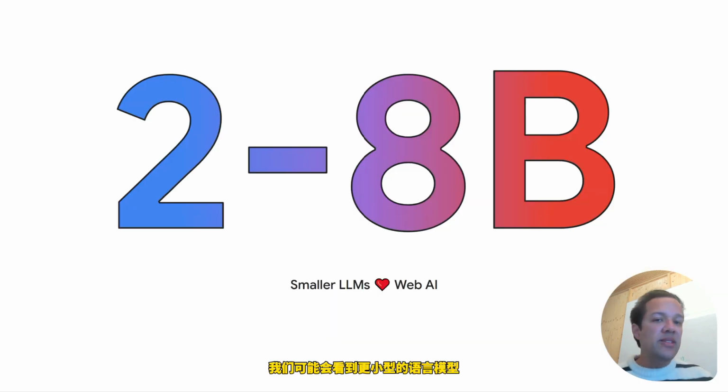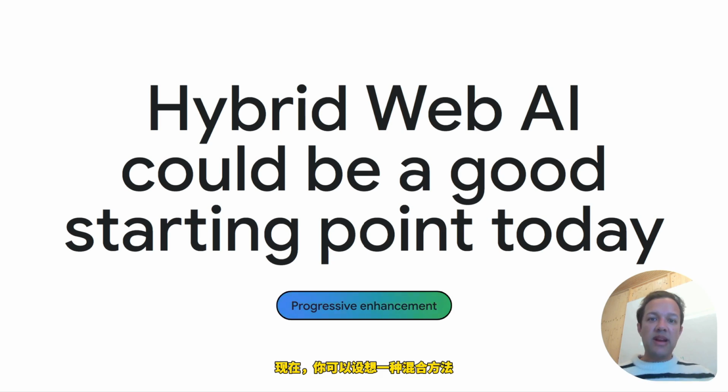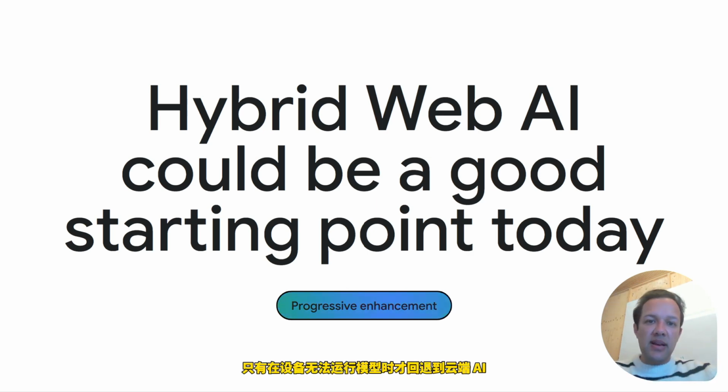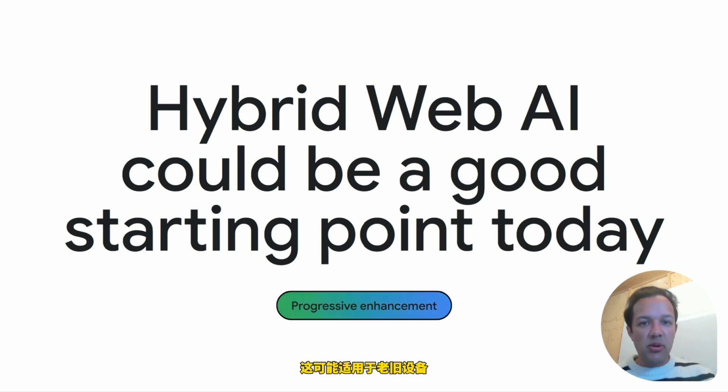In fact, we could see smaller large language models in the 2 to 8 billion parameter range be tuned for a specific purpose and run on consumer hardware. Right now, one can envision a hybrid approach, whereby if the client machine is powerful enough, you download and run the model there, only falling back to the cloud AI in times when the device is not able to run the model, which might be true for older devices.